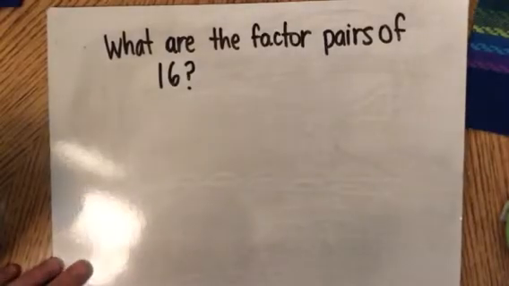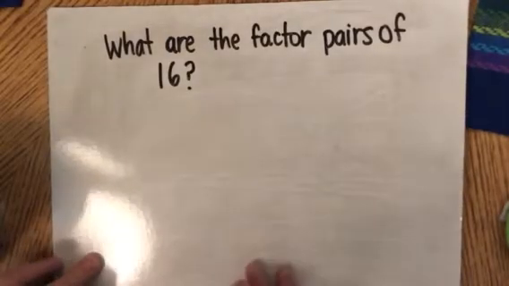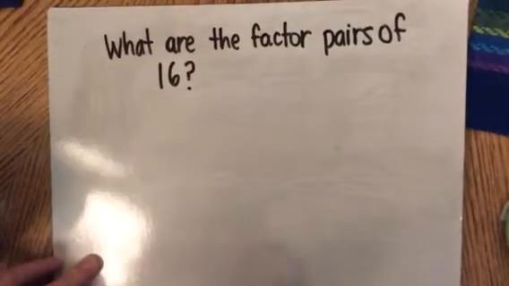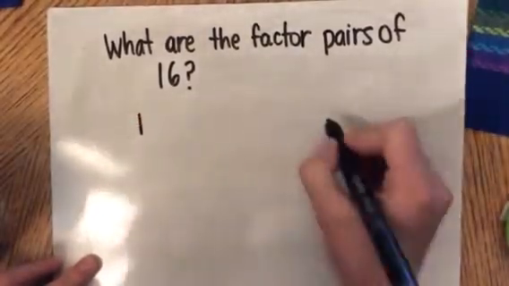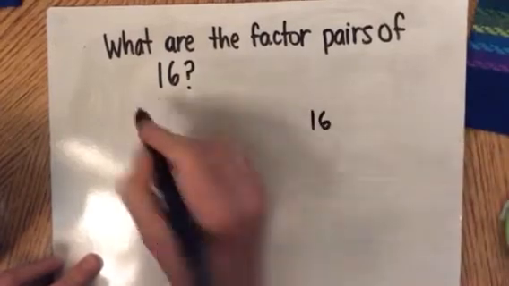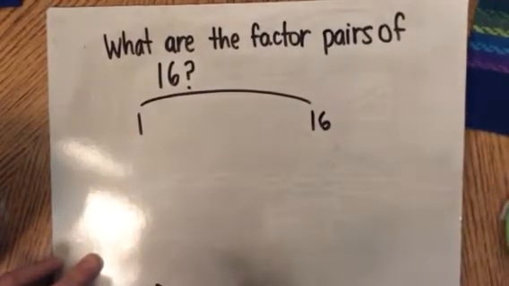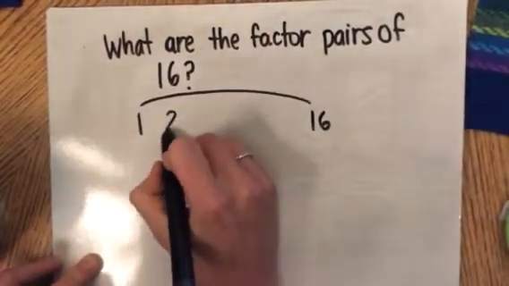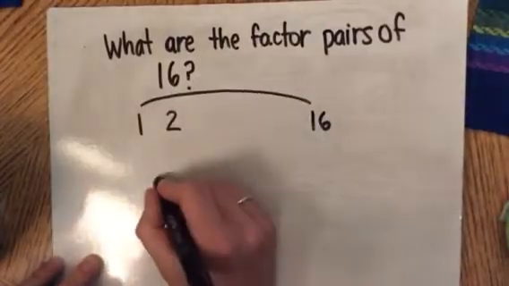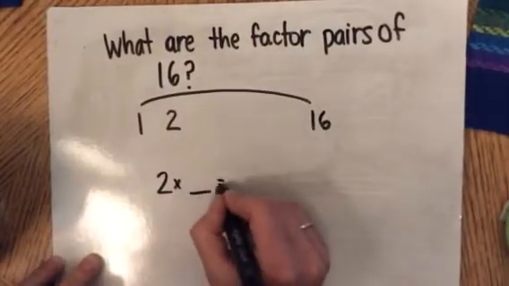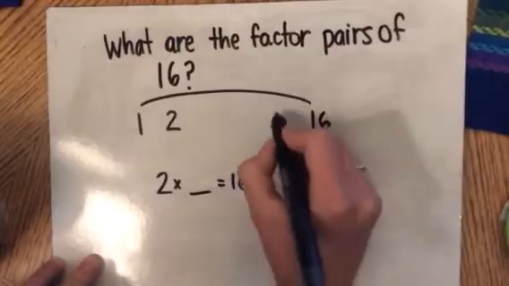Okay, so here I go with checking. What are the factor pairs of 16? So starting with 1 and 16. Now let's check 2. 2 multiplied by what is 16? Oop, 2 multiplied by 8.